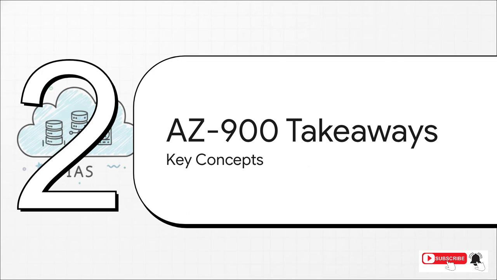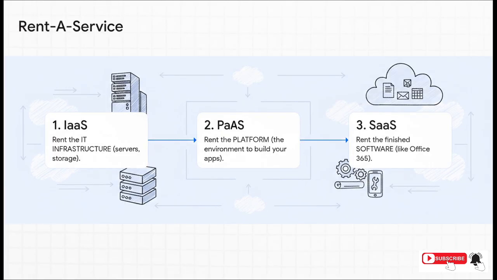So, we've covered a lot of ground. Let's boil it all down to the absolute must-know takeaways you need to have locked in your head before you walk into that exam. If you walk away with just one thing, let it be this. Number one, with IaaS, you rent the IT infrastructure, the servers, the storage. Number two, with PaaS, you rent the development platform, the workshop to build your apps. And number three, with SaaS, you rent the finished software. Infrastructure, platform, software. Bam! It really is that simple.